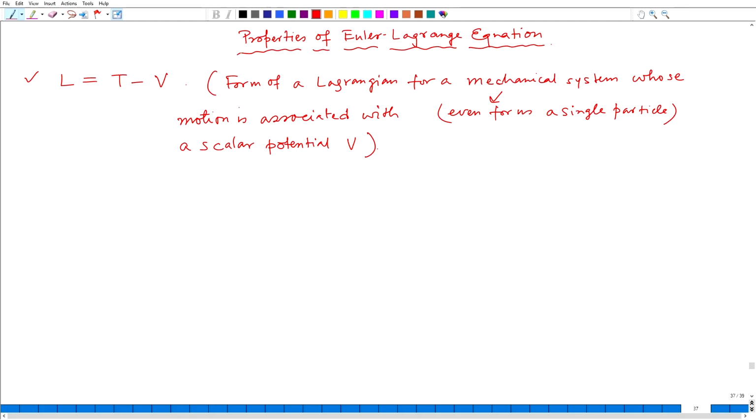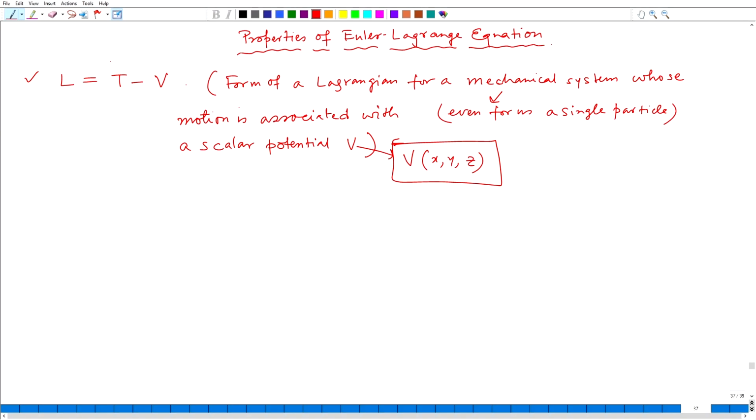If you remember, we also used some other things. First we said that V should exist, but V also should be a function of x, y and z, which we used for our derivation. Now the question is, if V is a function of velocity, let us say a velocity-dependent potential, can we also have a meaningful Lagrangian? I will come to that point at the very end of this week's lecture.